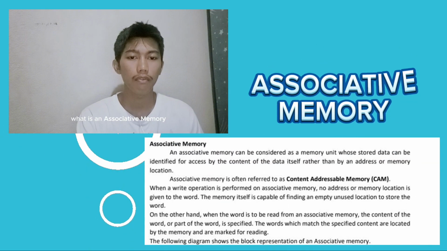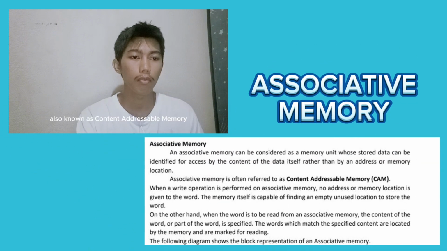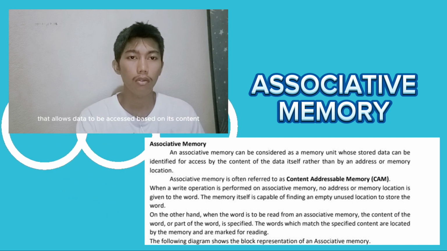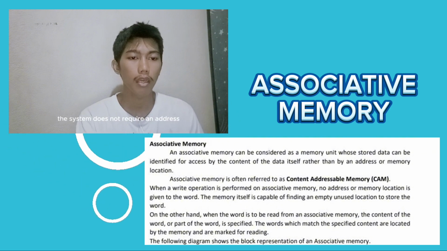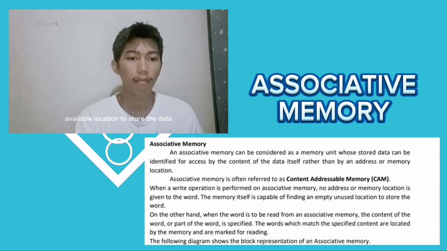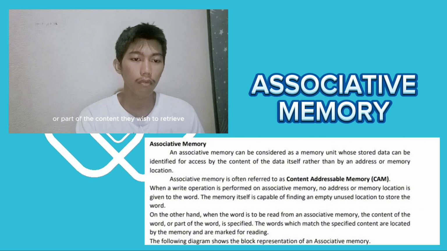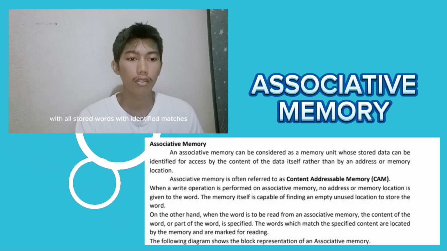What is associative memory? Associative memory, also known as content addressable memory, is a specialized type of memory unit that allows data to be accessed based on its content rather than a specific address. In associative memory, when a write operation occurs, the system does not require an address. Instead, it autonomously finds an available location to store the data. During read operations, the user specifies the content or part of the content they wish to retrieve, and the memory compares the input in parallel with all stored words to identify matches.